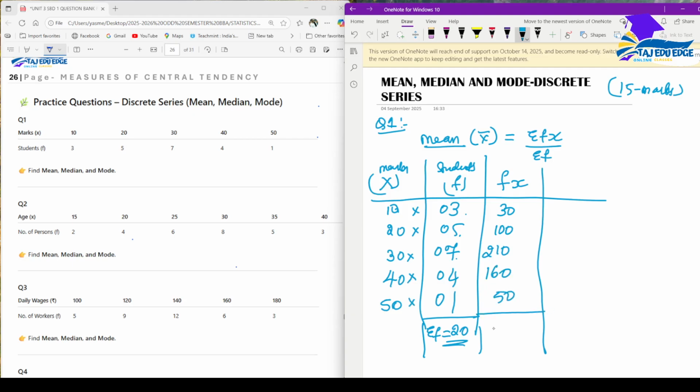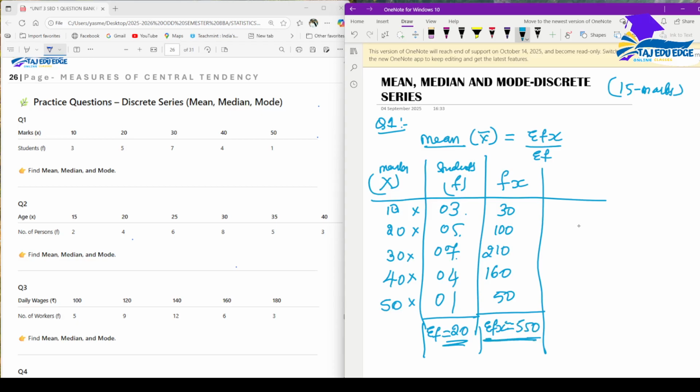So now what is the total? Summation of fx is equal to, we need to add up all these things. In a calculator you can use it. 30 plus 100 plus 210 plus 160 plus 50, that is 550. The total is 550.